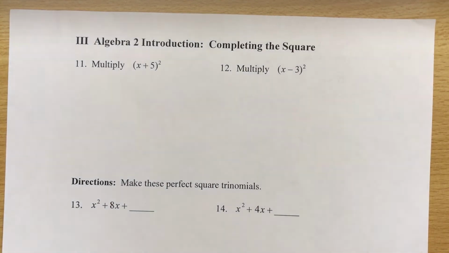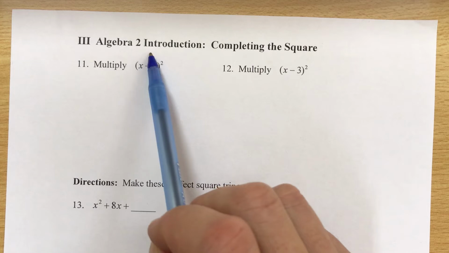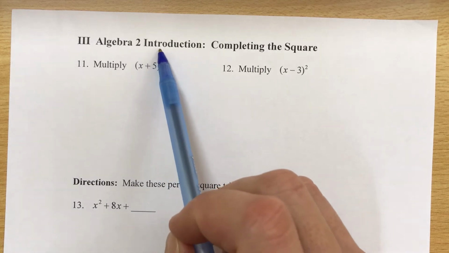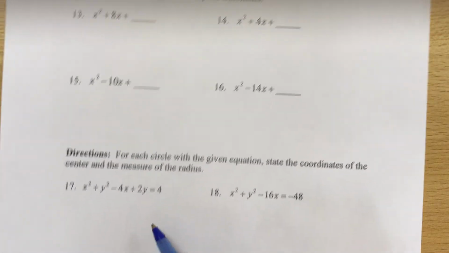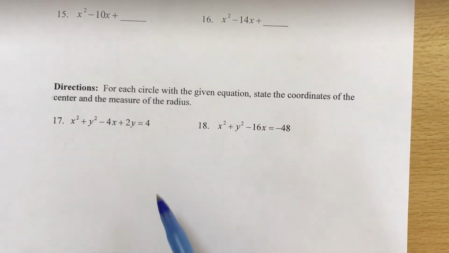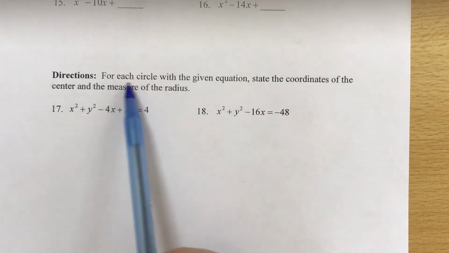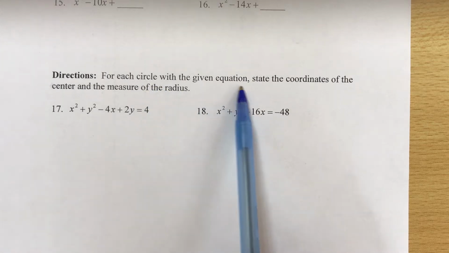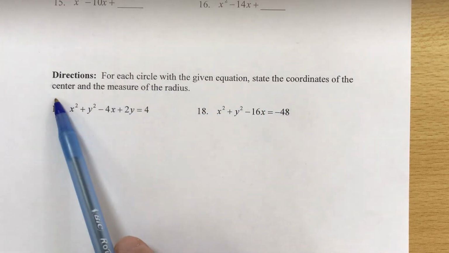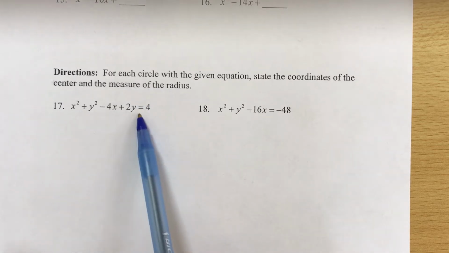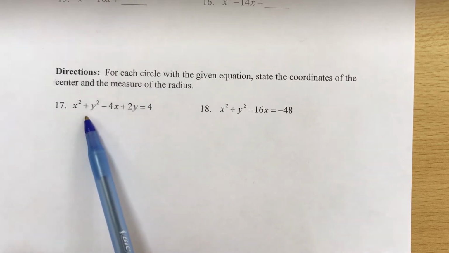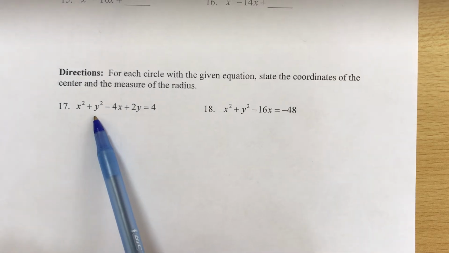All right, so we're here for part 3, and we're going to do an Algebra 2 introduction, something called completing the square. And I'm going to scan down here to number 17 and 18, and it says for each circle with the given equation, state the coordinates of the center and the measure of the radius. Well, the problem is that this is not written in what we call HK form.